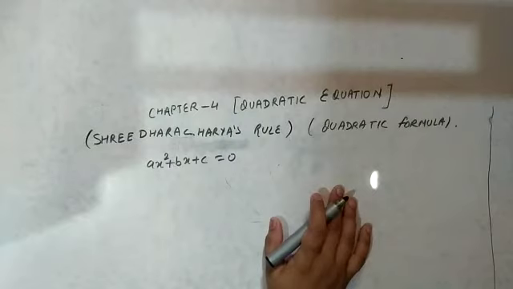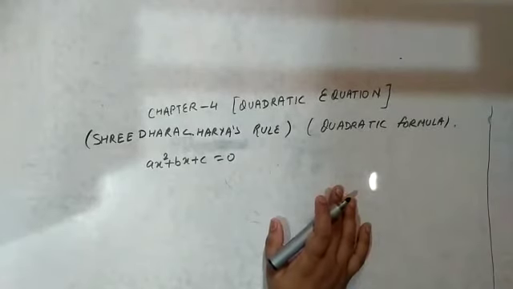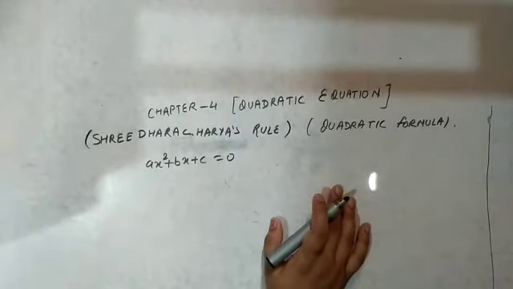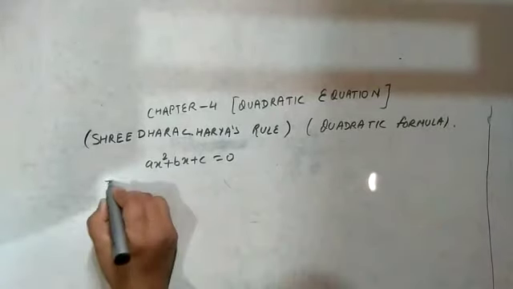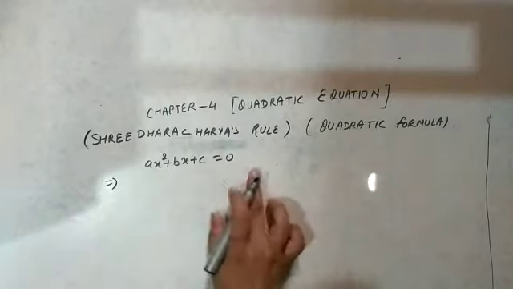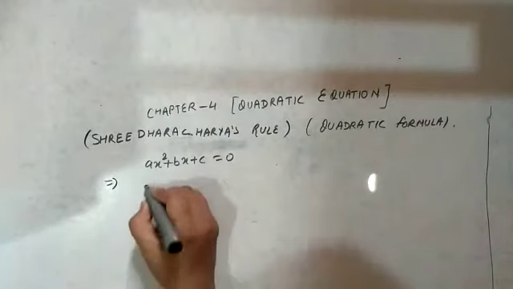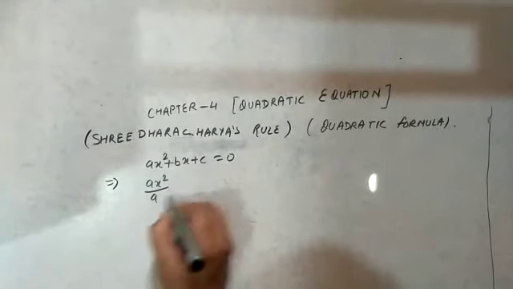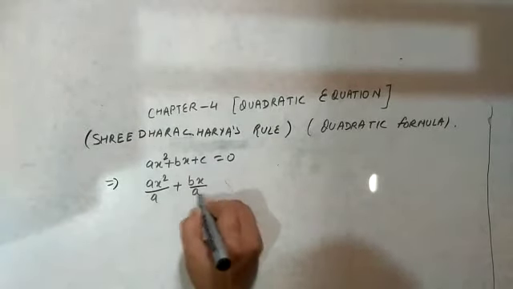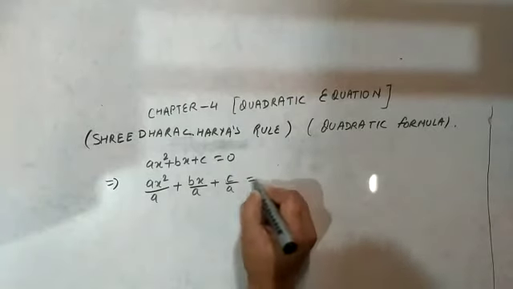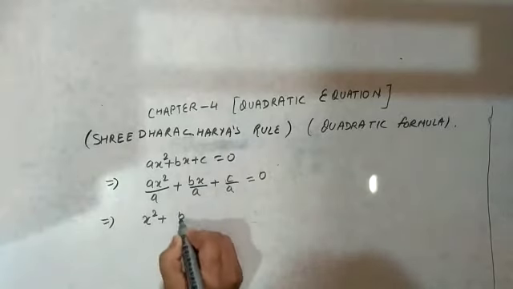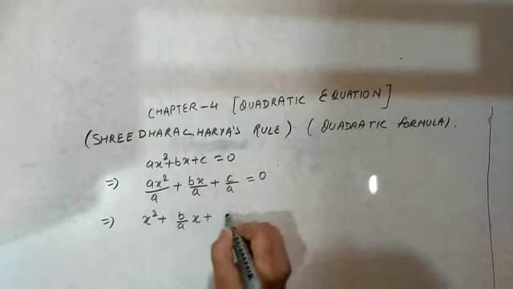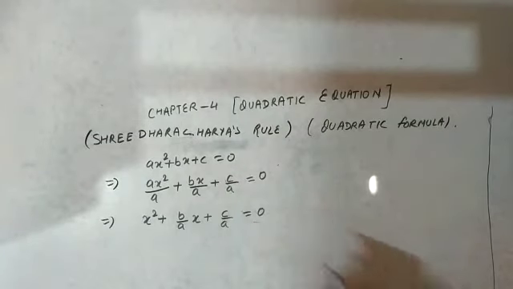Now the steps that we followed in the completing the square method, the same steps I am following here. In that method you have seen that at first we divide the whole equation by a. So here also we will divide the whole equation by the coefficient of x square. So ax square by a, bx by a, c by a equals to 0. Now this can be written as x square plus b by a into x plus c by a equals to 0.